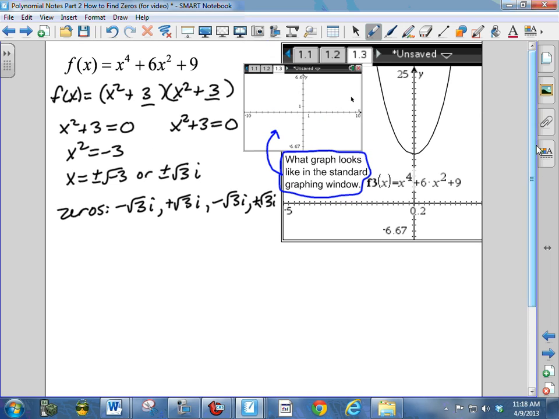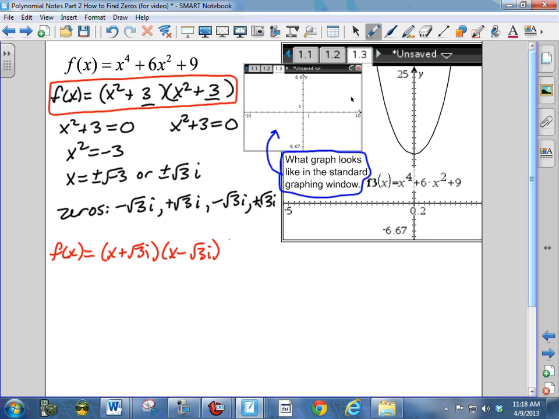So obviously it can be written in factored form like this, which I already did, or I could also write it out as a bunch of individual factors. F of x is equal to x plus the square root of 3i, x minus the square root of 3i. Notice we have a difference of two squares, but when we have a difference of two squares and they're imaginary, it turns out looking like the sum. So we have x plus the square root of 3i and x minus the square root of 3i. So that would be the linear factorization of this polynomial. One more example.